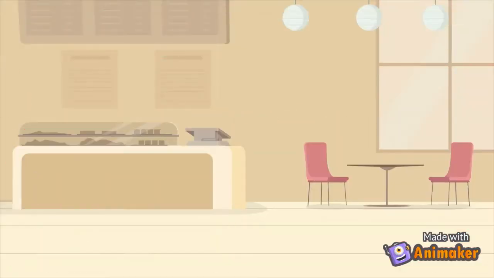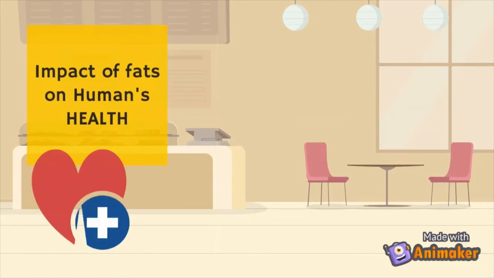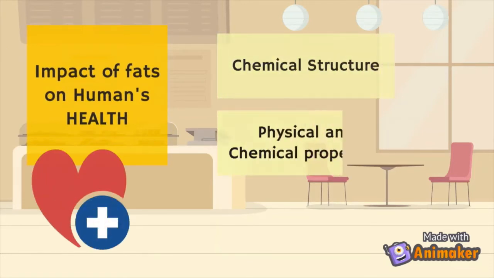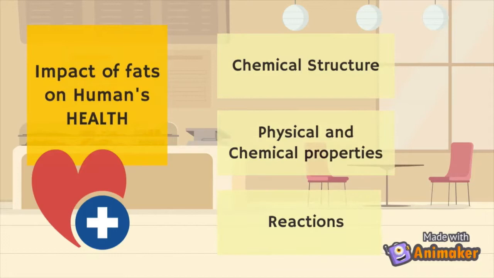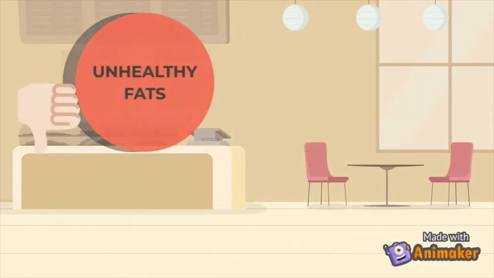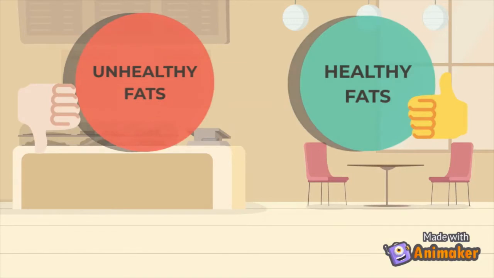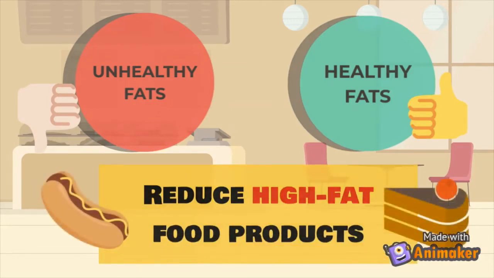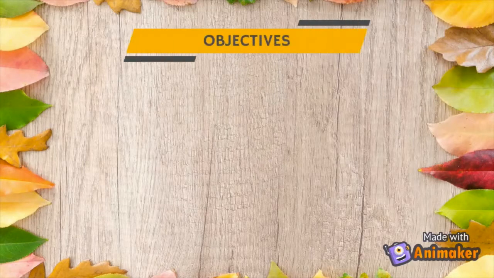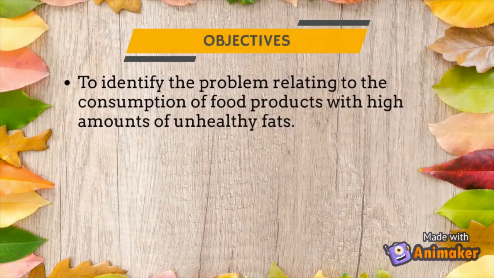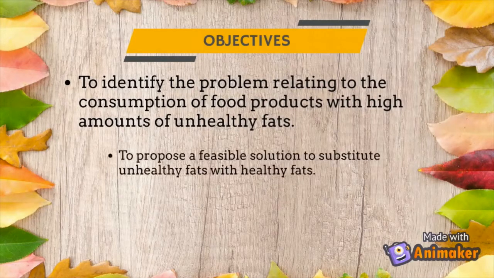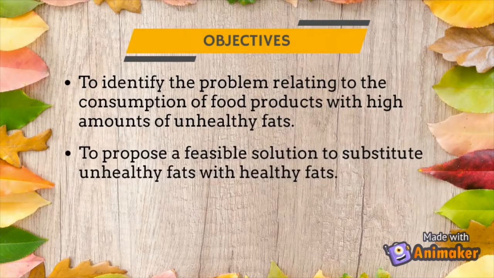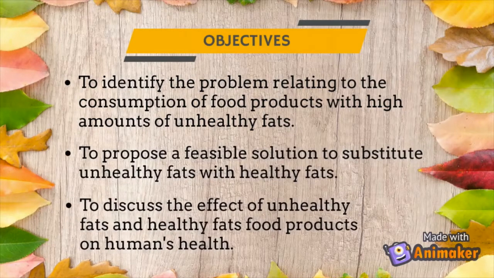In our video, we will discuss how fats impact humans' health by relating to their chemical structure, physical and chemical properties, as well as the reactions involved. By all these comparisons, we will be able to differentiate between unhealthy and healthy fats, thereby coming up with a solution to reduce high-fat food products. The objectives of this video are to identify the problem relating to the consumption of food products with a high amount of unhealthy fats, to propose a feasible solution to substitute unhealthy fats with healthy fats, and to discuss the effect of unhealthy fats and healthy fats food products on humans' health.